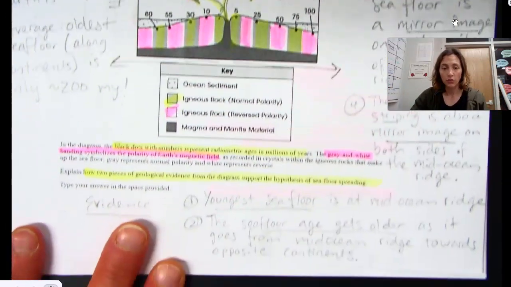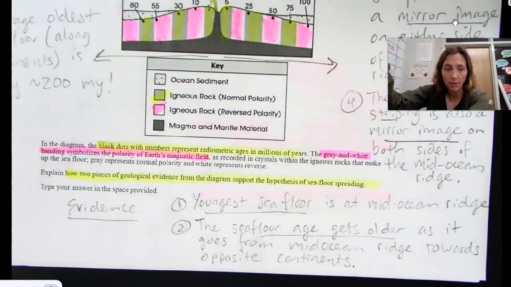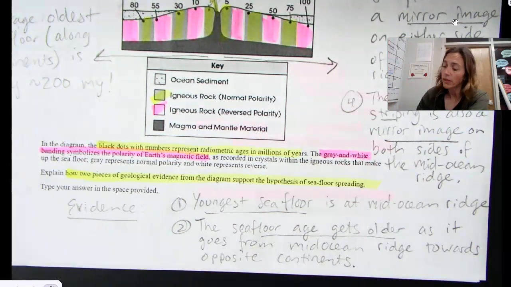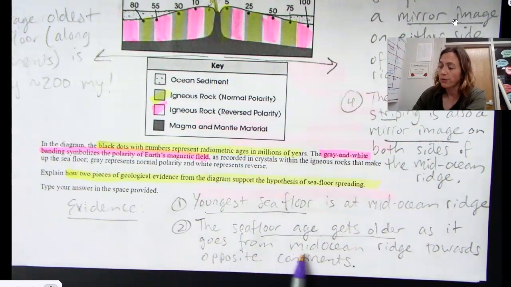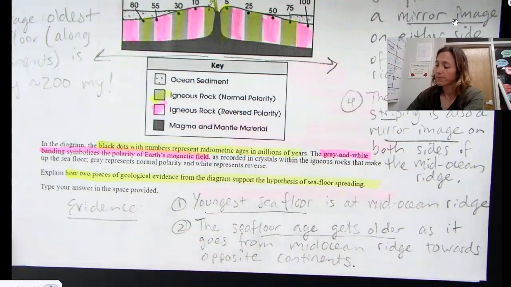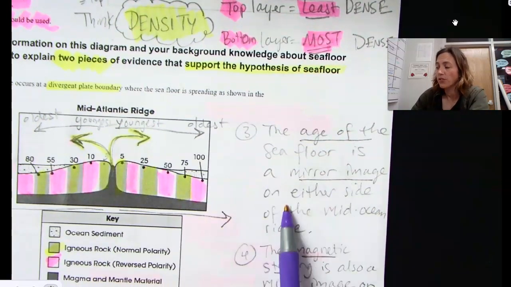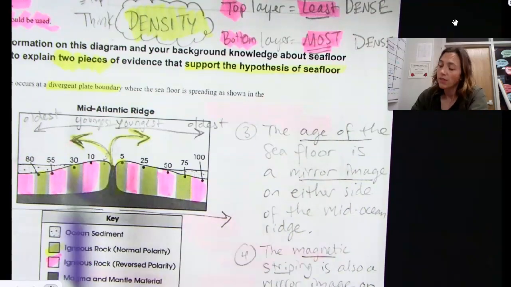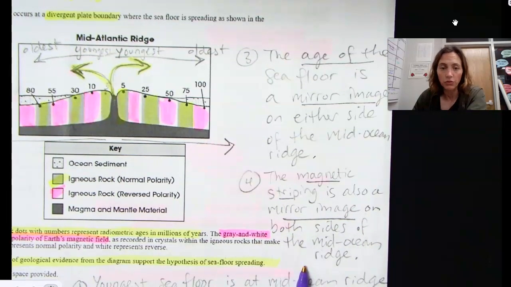All right, I am going to try to show you what I wrote here. You can write it down. You can absolutely bet on being asked a question about seafloor spreading. Evidence that it exists: the youngest seafloor is at the mid-ocean ridge, right here. The seafloor age gets older as it goes from the mid-ocean ridge towards the opposite continents. Conveyor belt. Pause it if you need to. Number 3, the age of the seafloor is a mirror image on either side of the mid-ocean ridge. That's what those numbers represent, the millions of years old of that rock. And finally, the magnetic striping is also a mirror image on both sides of the mid-ocean ridge. I'm repeating myself. I'm sorry.